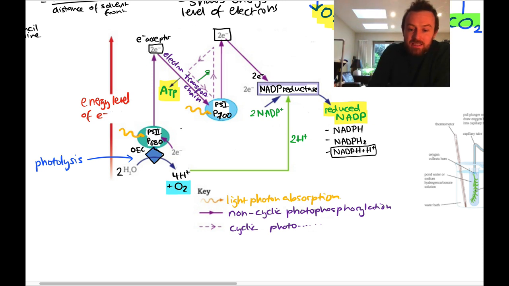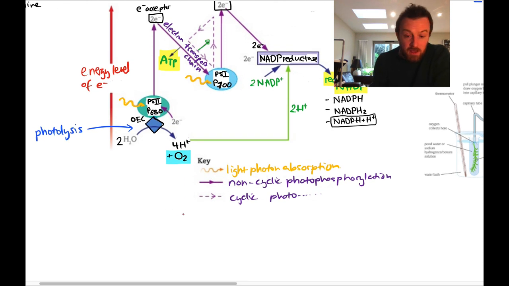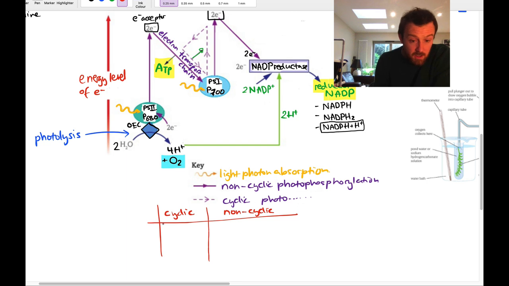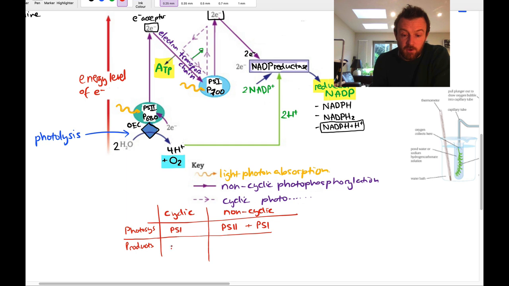Oh, actually, one more thing I just wanted to add. We should maybe just talk about the difference between cyclic and non-cyclic. So maybe we could put a little table: cyclic, non-cyclic, photosystem, and then products. So cyclic photophosphorylation uses only PS1. Non-cyclic uses PS2 and PS1. The product of cyclic photophosphorylation is only ATP, and the products of non-cyclic photophosphorylation are ATP and reduced NADP.